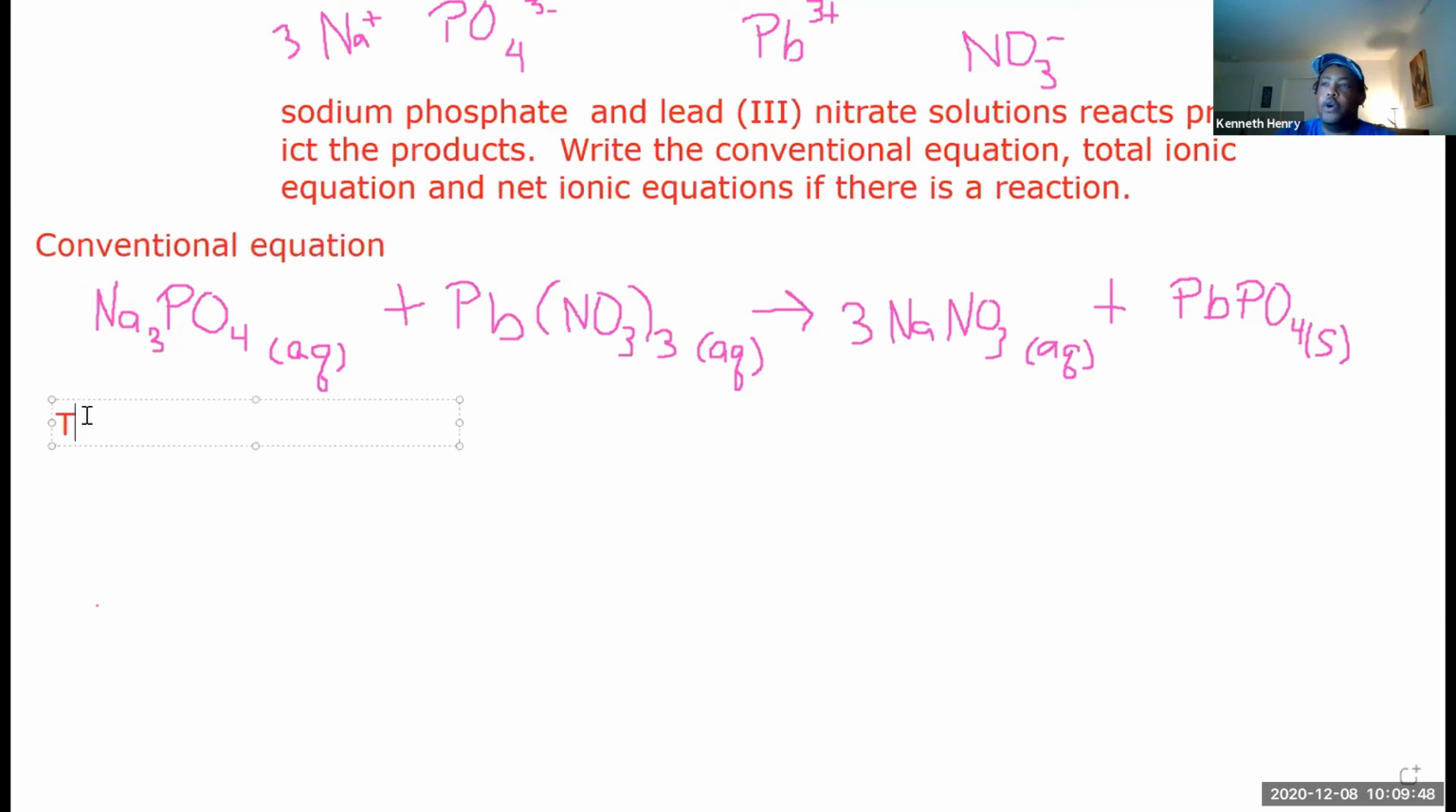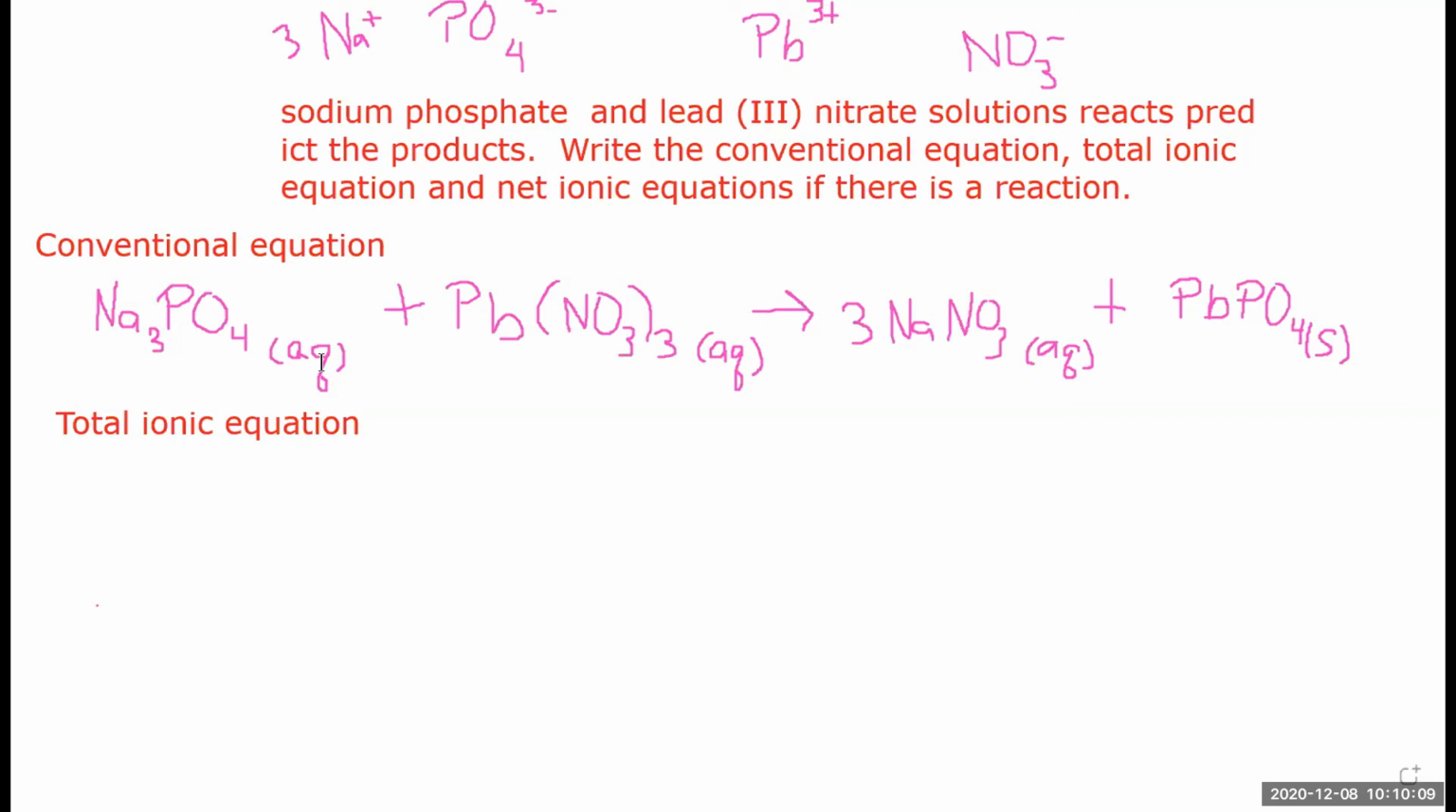Okay, so now we're going to do our total ionic equation. Your total ionic equation only works with ions. So your ions are going to separate. In the case of anything that has aqueous, it can separate into its ionic components. But solid, liquid, and gas can't. They stay the same. That is correct, right? So that's why we call it the total ionic equation, right?